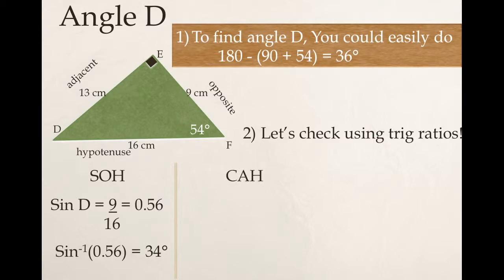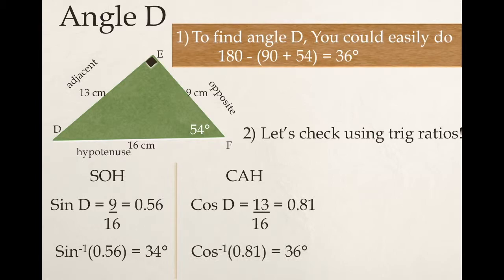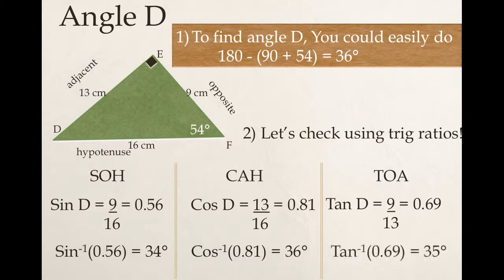The next one is cosine, so CAH, adjacent over hypotenuse. We'll have the cosine of D is equal to adjacent 13 over hypotenuse 16. That gives us decimal 0.81. If we do the arc cos, we get 36 degrees. And lastly, if we use tangent, opposite over adjacent, we'll have tan of D is equal to 9 over 13, and that gives us decimal 0.69. If we put in the arctan of this in our calculators, we'll get 35 degrees.